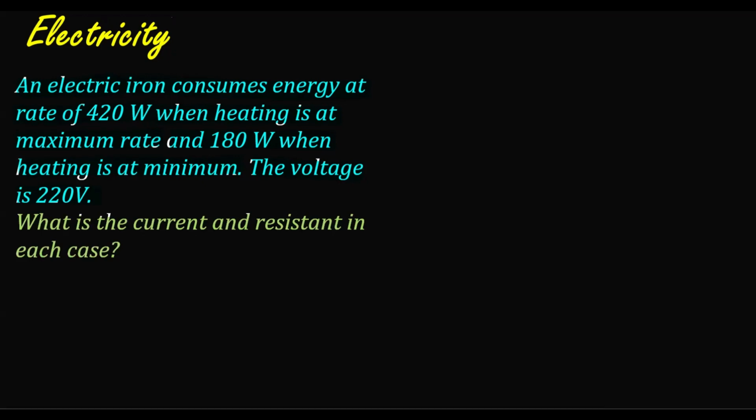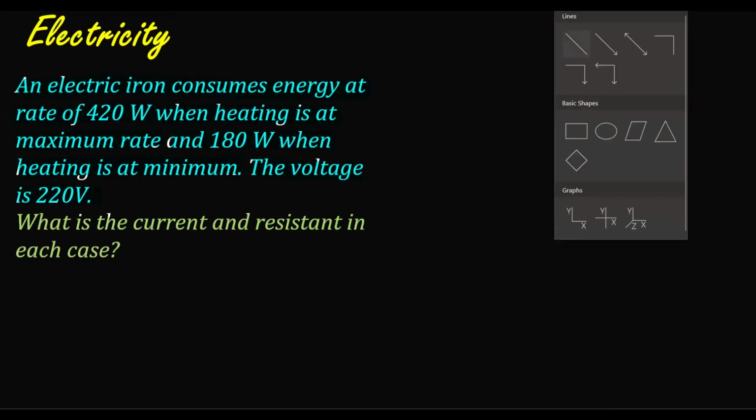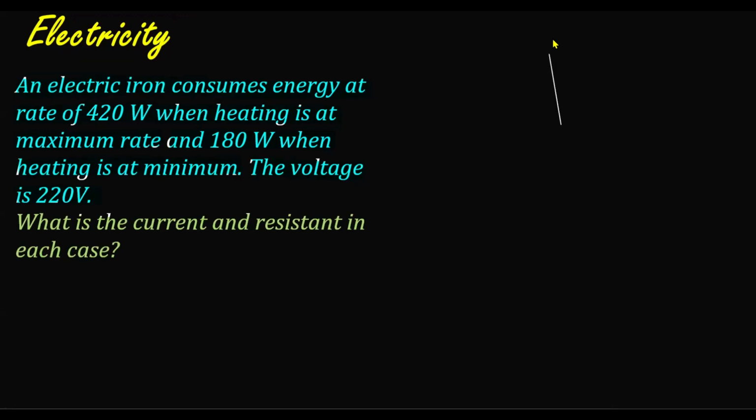So clearly we have two cases here. Let's take case one on one side and case two on the other side. First we'll be writing the information that we have, and the first is the power. So power in the first case is how much? This is case one, and this side is case two. So we have power as 420 watt.